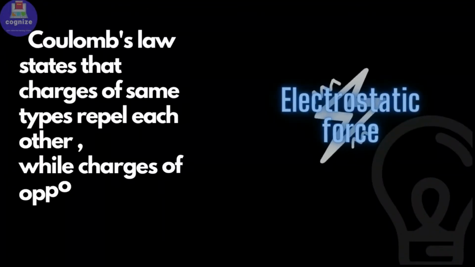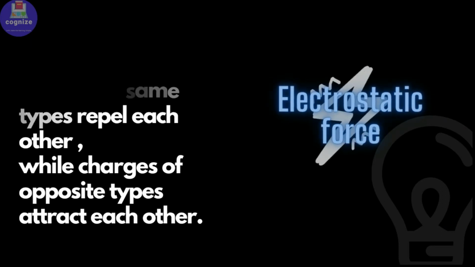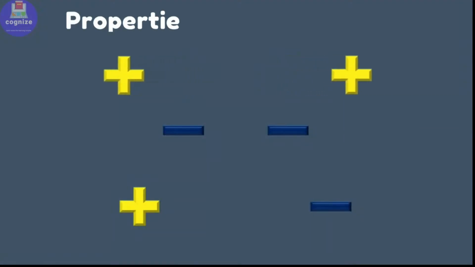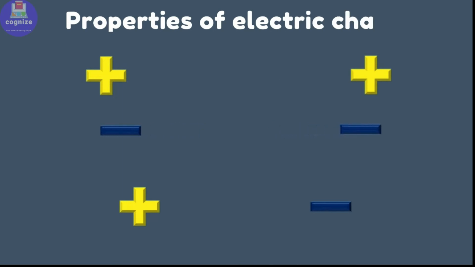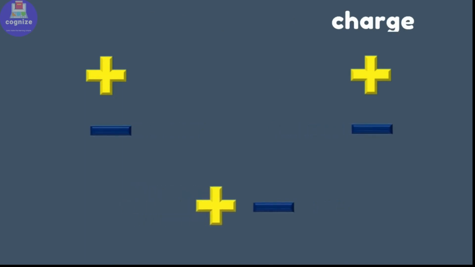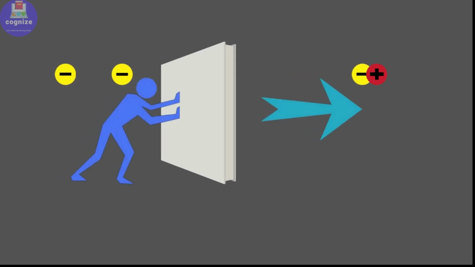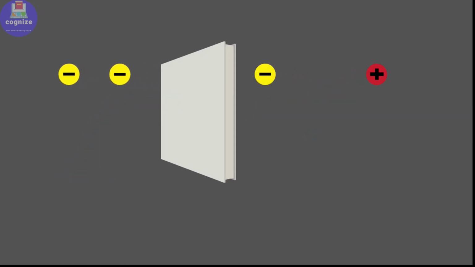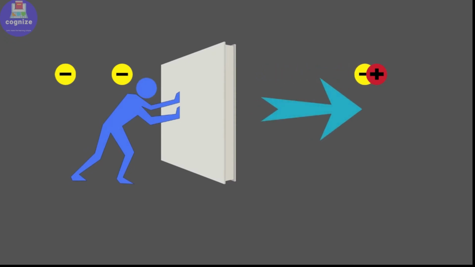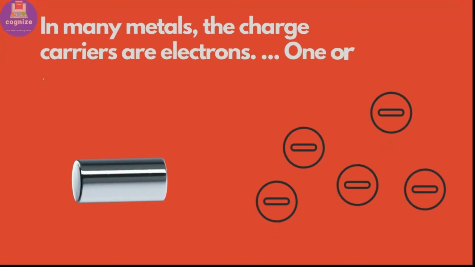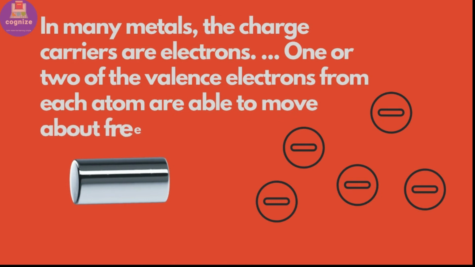Electrostatic force, so-called Coulomb's law, says that charges of the same type repel each other, while charges of opposite type attract each other. This force between the charges pushes electrons away from each other and tends to move the negative charge towards the positive terminal. Therefore, electrons in the atom act as our charge carriers, as every electron carries a negative charge.